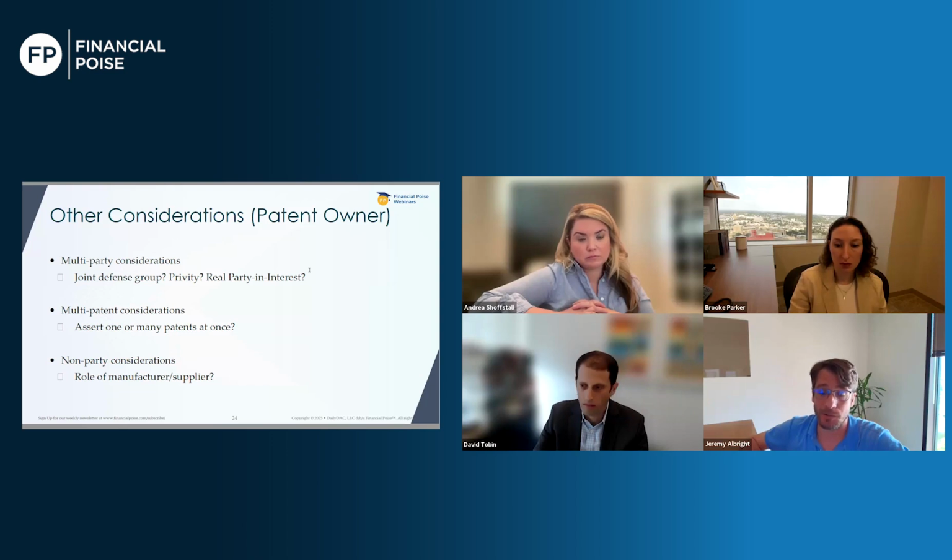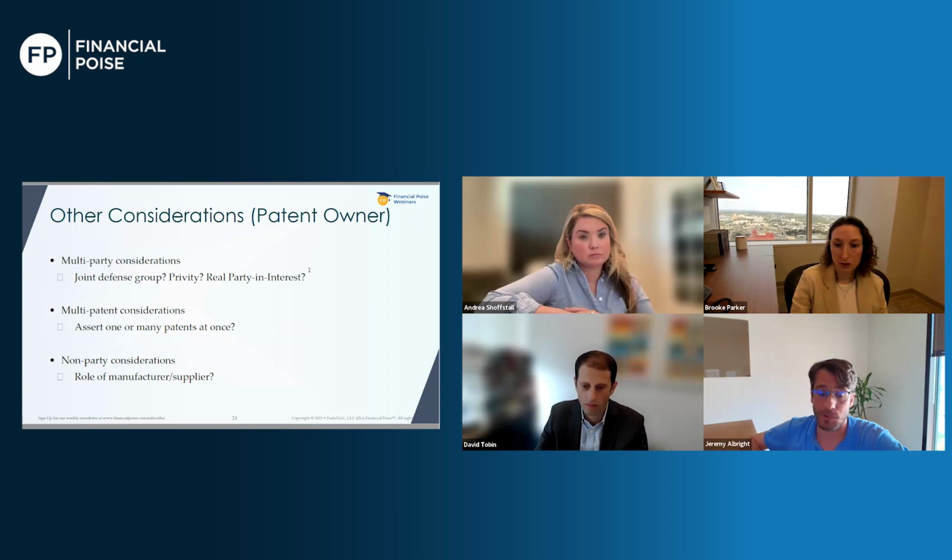And the actions of real parties in interest or privies can bind petitioners in other ways. For example, the estoppel we've talked about today at the final written decision stops not just the petitioner, but also the petitioner's real parties in interest or privies. And another example is multiple petitions from real parties in interest or privies, so not just from a single petitioner, can be viewed as improper serial challenges to a patent, leading to discretionary denial.